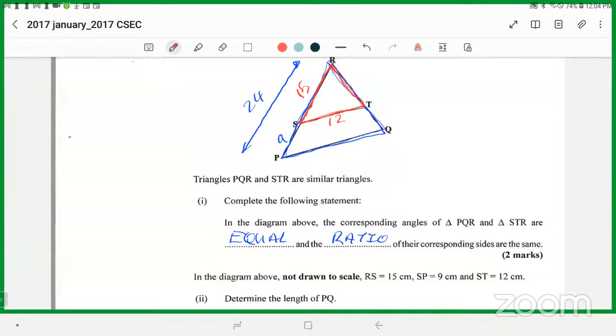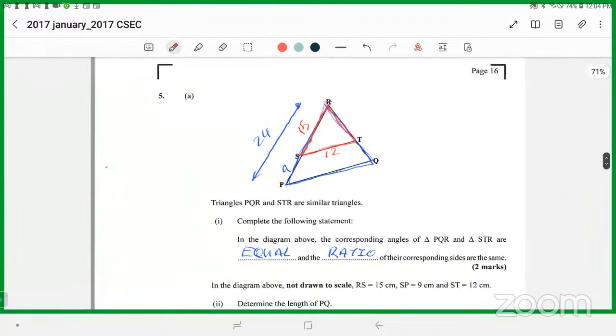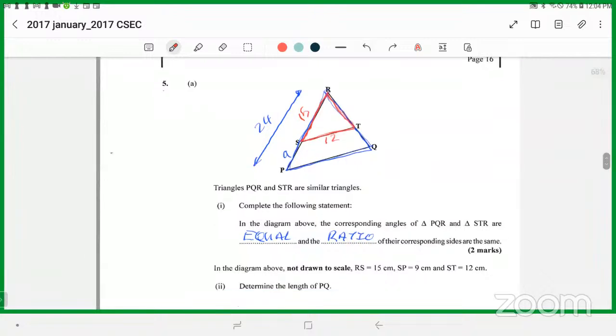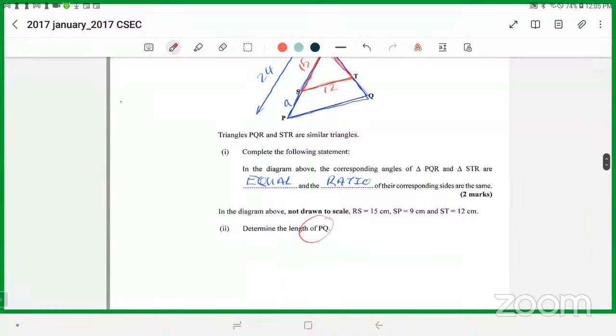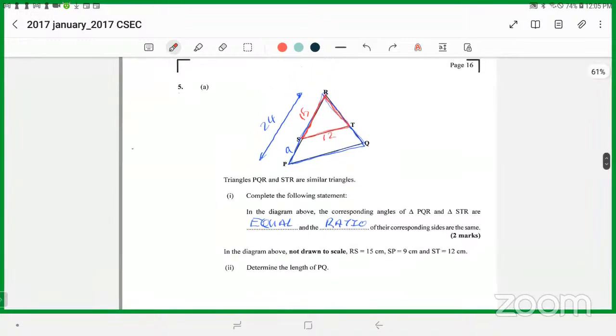So how the ratio works now, for example, is that this 15 over this 12 is going to be equal to this 24 over this side. The ratio of corresponding sides are equal. So we can say on the small triangle, slant up over base equals on the large triangle, slant up over base. Get me? That's how it works. The question is asking us for PQ, which is this side down here, which you can get using the ratio.